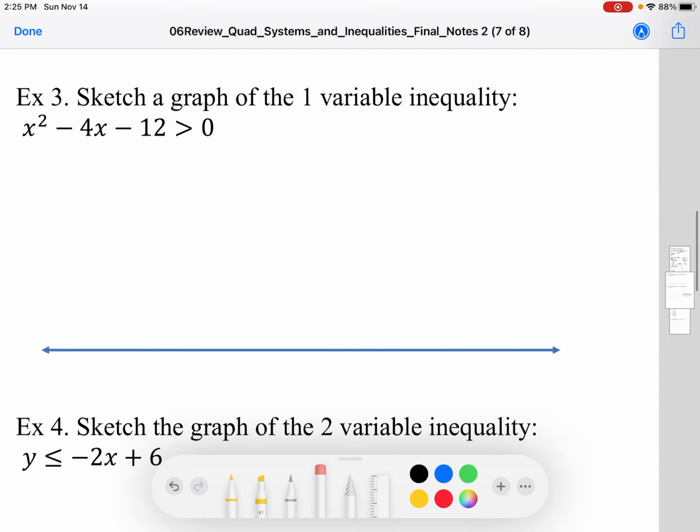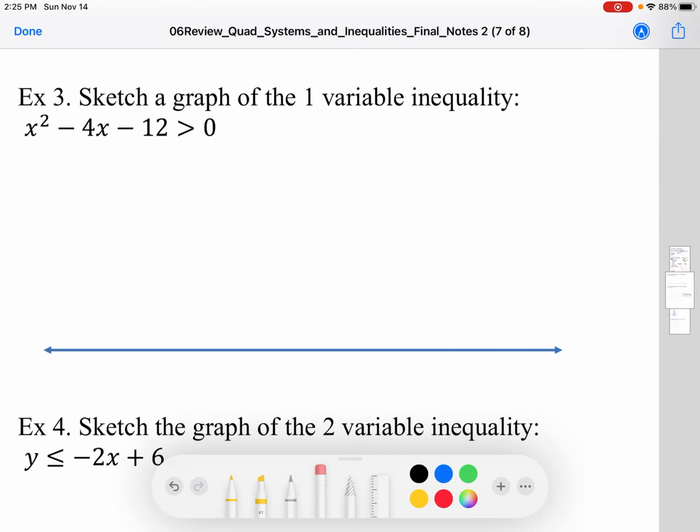To sketch the graph of the one variable inequality solution, we need to know where the boundary points are. Basically, the boundary points are going to be where it is equal to 0. If we want to know above or below 0, we need to know the boundary, which is equal to 0. So to find equal to 0, we're just going to solve this as a regular quadratic equation equal to 0.